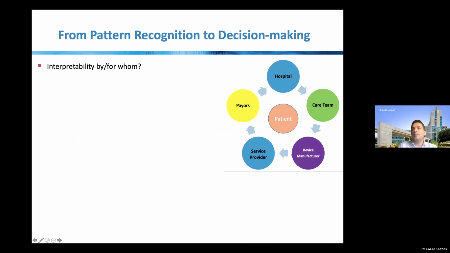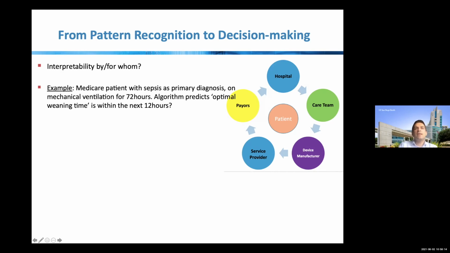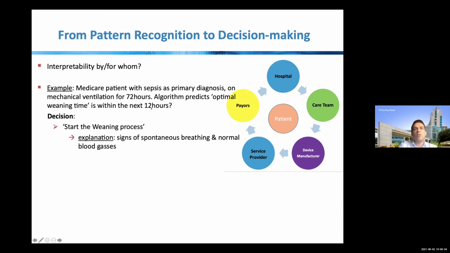The healthcare ecosystem is a lot more complex, and something that is interpretable or useful to your healthcare team might not be useful to your hospital administrators or payers. Here is a simple example. Let's say you have a patient with sepsis as the primary diagnosis, and this patient has already been on mechanical ventilation for 72 hours. You have an algorithm that predicts that the optimal weaning time for this patient is within the next 12 hours. The question is, should you wean this patient or not?